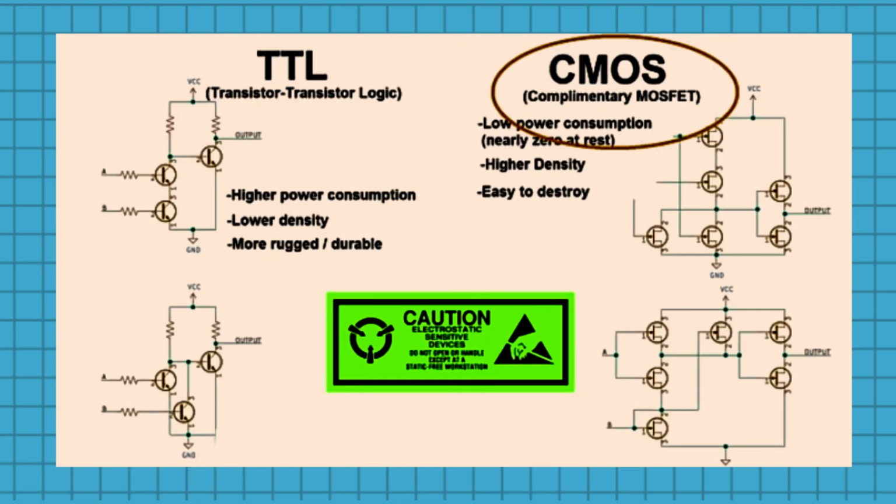TTL has higher power consumption, but CMOS has low power consumption. TTL has low density, but CMOS has higher density. TTL devices are more rugged and durable, but CMOS devices are easily destroyed by electrostatic charge. That is why you need to be careful when handling these devices.